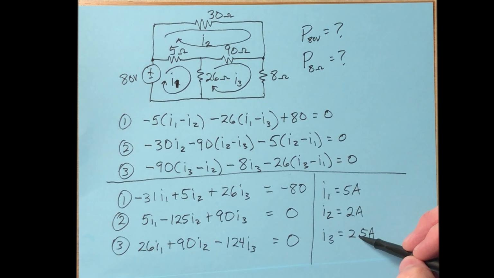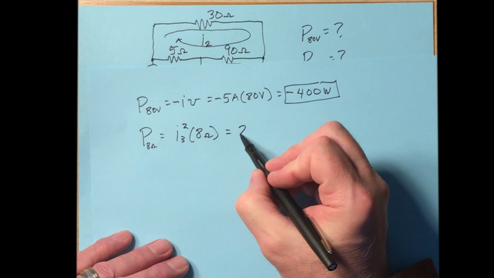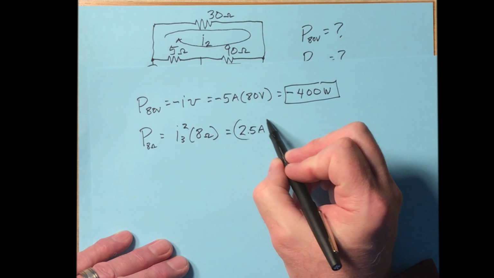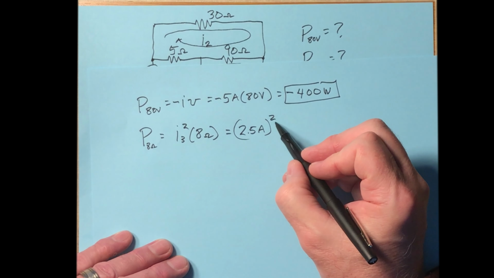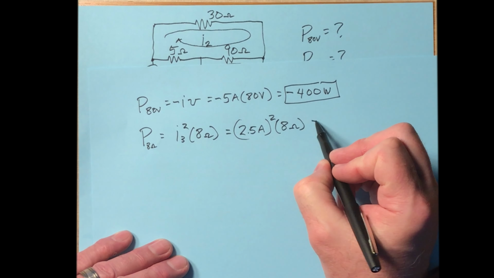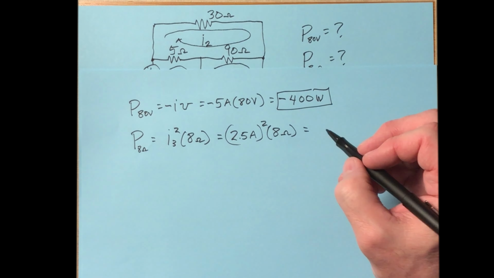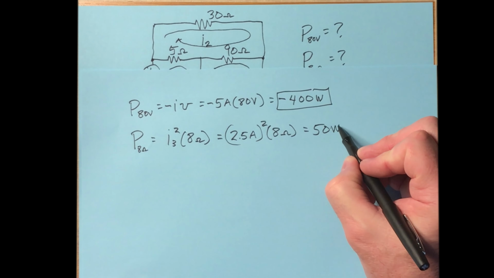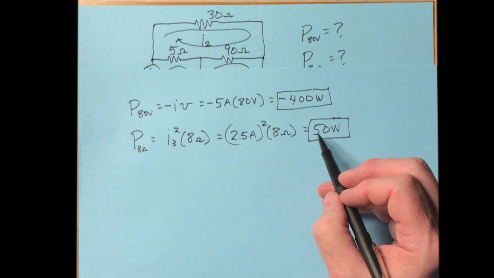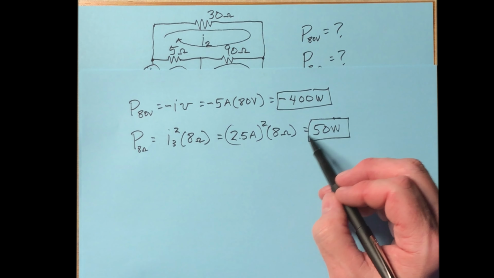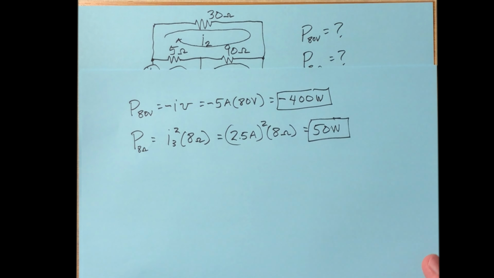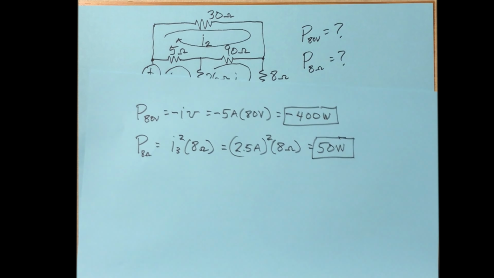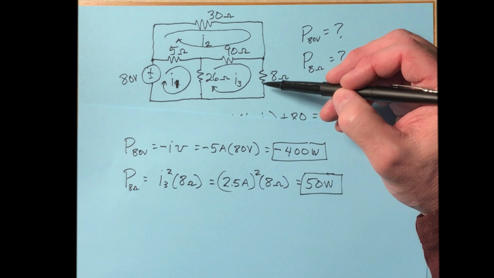So I3 was 2.5 amps. Doesn't matter if it's positive or negative because you're going to square it. Multiplied by 8 ohms, and that turns out to be 50 watts. And you'll see it's positive, but it would be positive even if we would have gone through the trouble of figuring out what the voltage polarity was over this first.